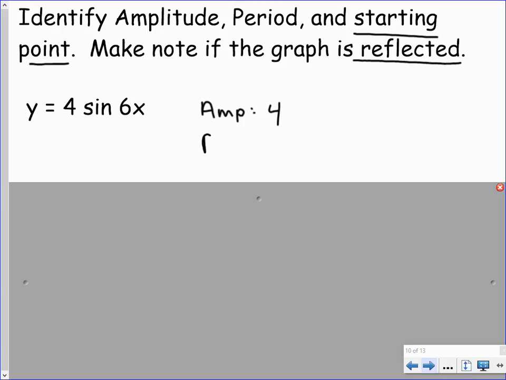What about period? We would do 2 pi divided by 6, which we can then reduce to pi over 3. So we have done a horizontal shrink for our sine graph. Instead of taking 2 pi to repeat itself, it does it every pi over 3. So we're going to see a much more jagged graph when we graph.